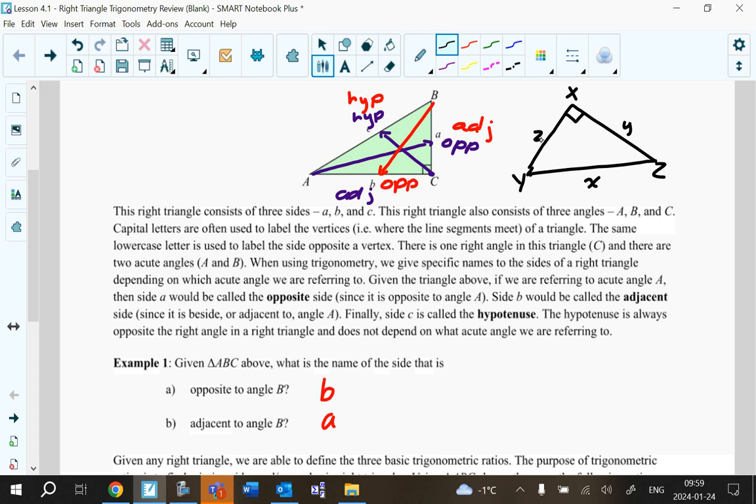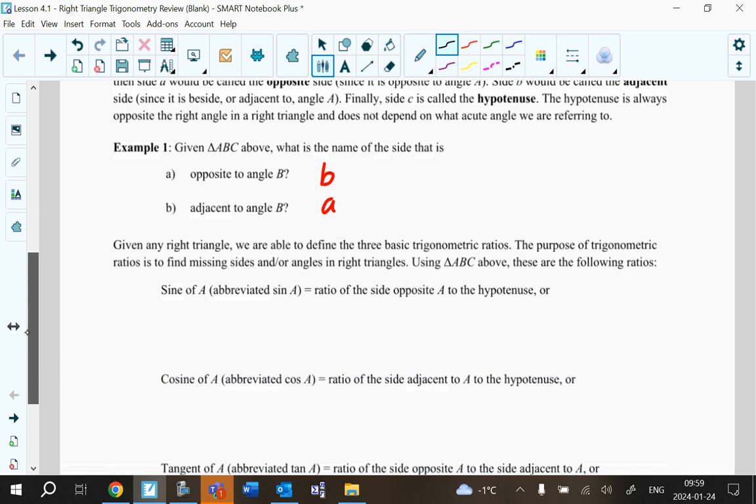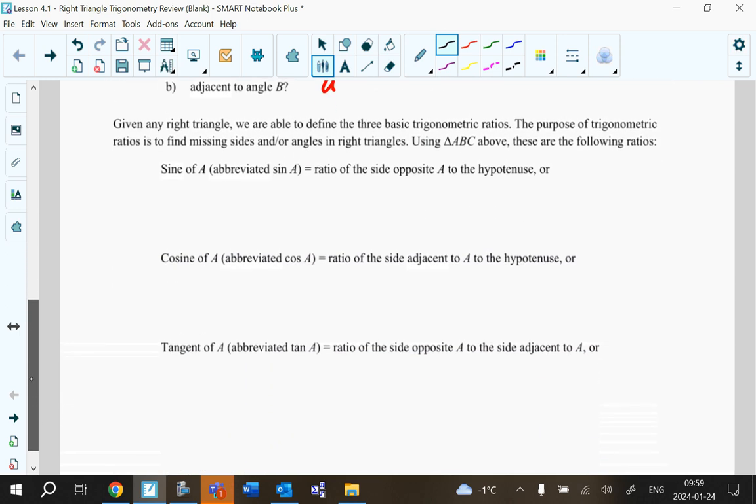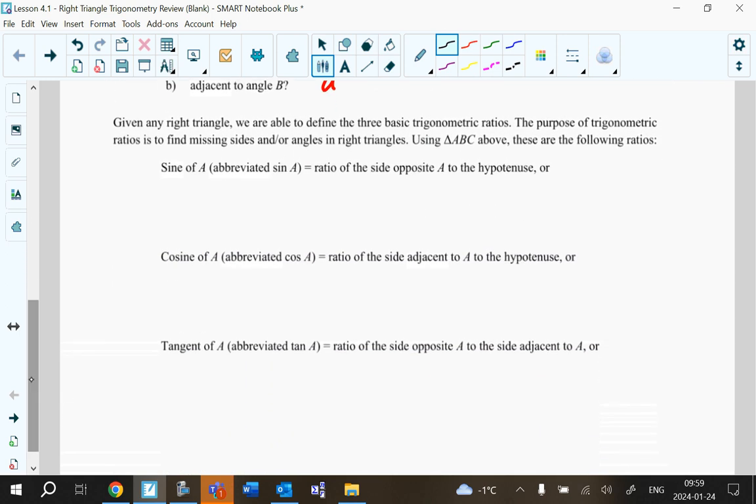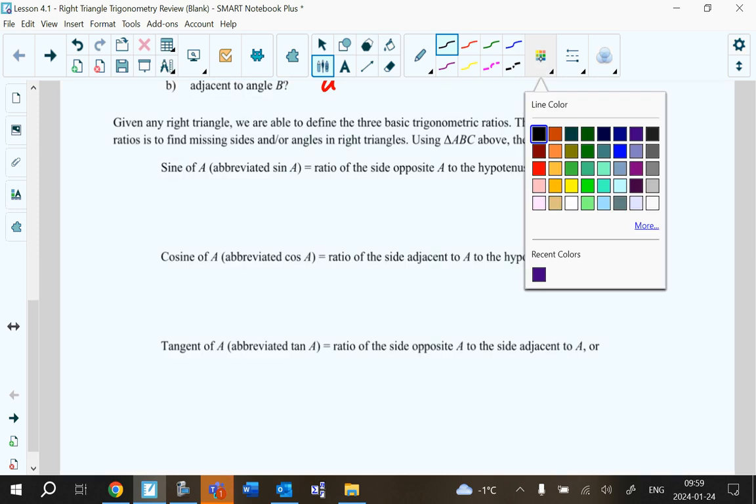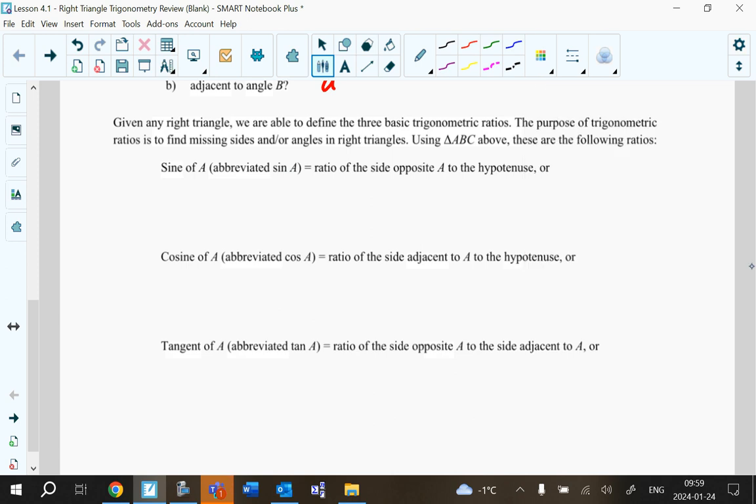Okay, so how do we use these sides? Well, we have three formulas technically. Okay. But we call them trig ratios. And we call them the basic ones because next year you're going to learn three new ones. They're actually pretty easy. It's what happens when you flip them all. That's all. You just give them new names.